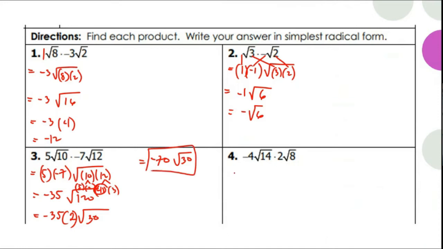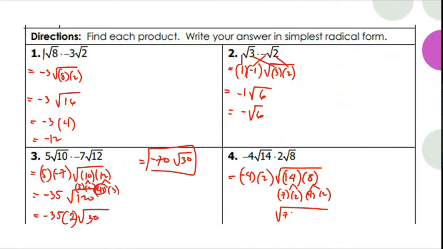Number 4, we have negative 4 times 2 square root of 14 times the square root of 8. We can factor 14 as 7 times 2, so that we could easily get the simplest form of the radical. So we no longer need to multiply the two numbers. We just use the factored form, so that one of the factors is a perfect square, 4. So we can now have the square root of 7.